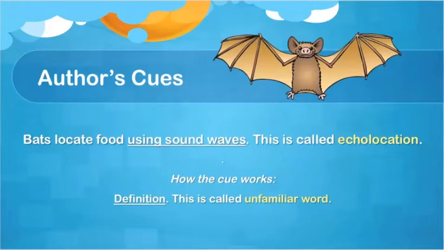In this third example, the author gives us the definition in the sentence before the unfamiliar word. It says, "Bats locate food using sound waves. This is called echolocation." The unfamiliar or important word was echolocation. The definition of echolocation is using sound waves. The author stated the definition in the first sentence and then gave us the unfamiliar word in the second sentence using the phrase, "this is called."